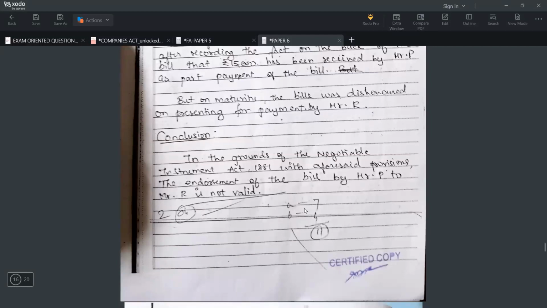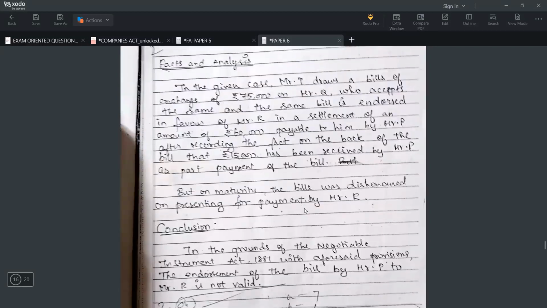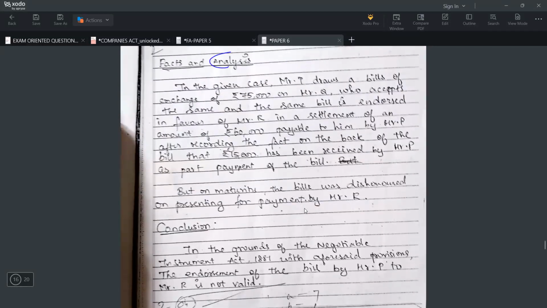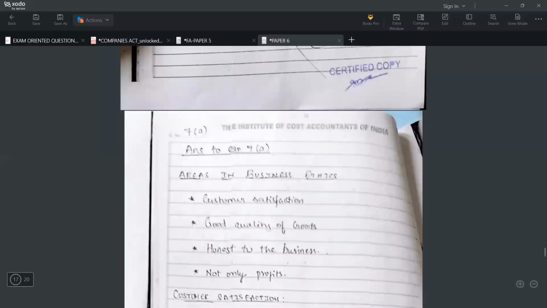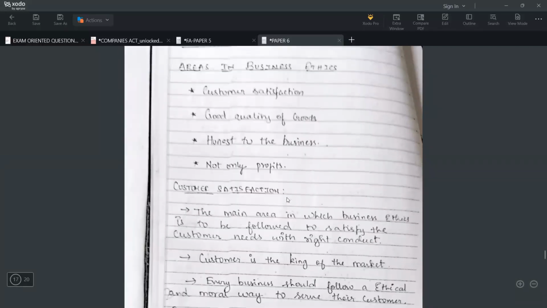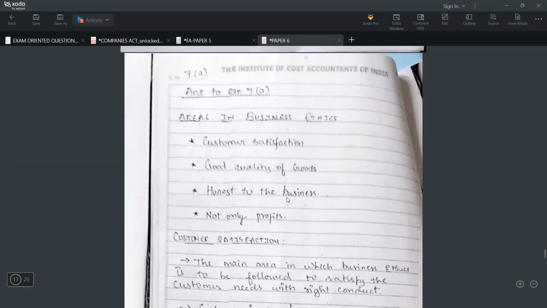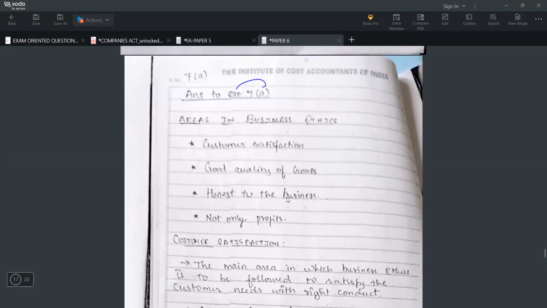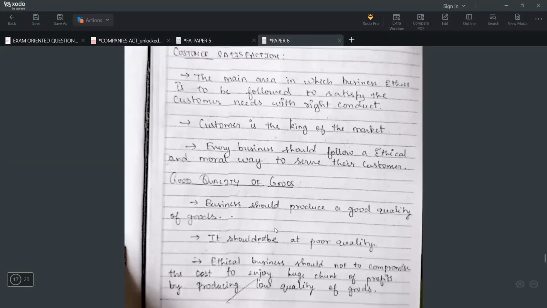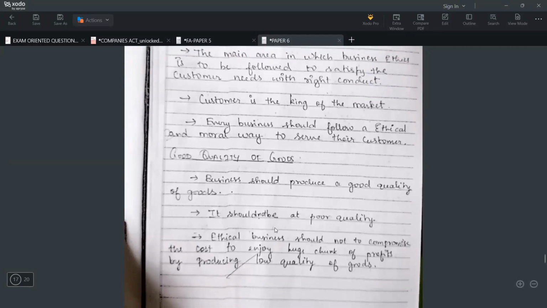They gave 4 marks, which is good marks. Whatever I analyze in the case, I will write in the first part, the entire thing, and then in the second part I will split it up and write, and don't exceed 3 to 4 lines regarding the conclusion. Question 7 is regarding business ethics. What I know from the business ethics part, from customers, I will write that part.